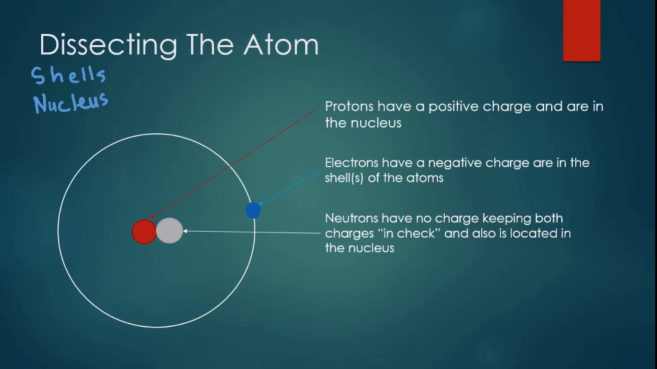So what are protons? Protons have a positive charge and are in the nucleus, a small part of the atom. Now, I'd also like to note down that this thing is not to scale. So keep that in mind. Electrons have a negative charge and are on the shells of the atoms, as I explained. And neutrons have no charge, keeping both charges in check, and are also located in the nucleus.